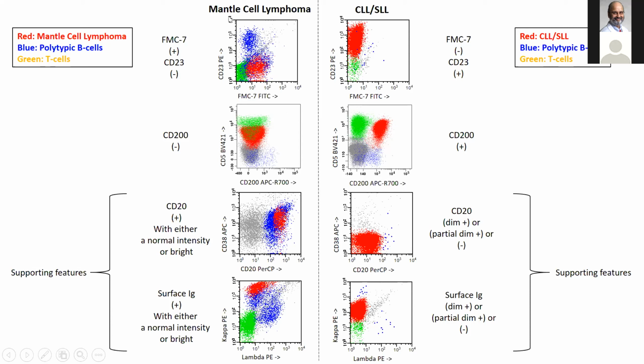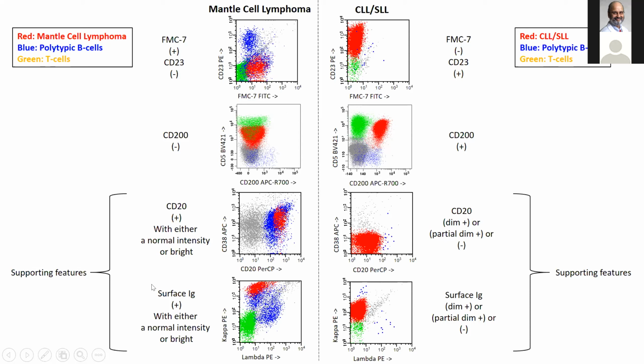Now that's kind of what mantle cell lymphoma typically shows. It either shows bright positivity or the same intensity as your polytypic B cells. Chronic lymphocytic leukemia, small lymphocytic lymphoma, on the other hand, is characteristically dim positive for CD20, partial dim positive for CD20, like in this case, or completely negative for CD20. So the blue cells here are normal polytypic B cells. You can see the nice normal fluorescence intensity here, and the red population is much dimmer to that, to negative.